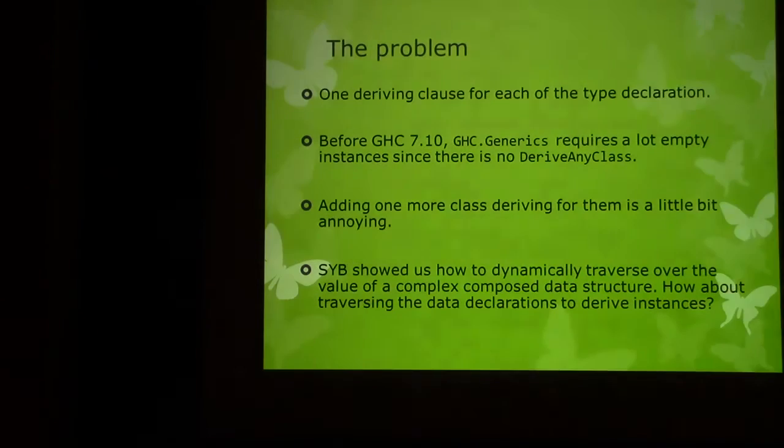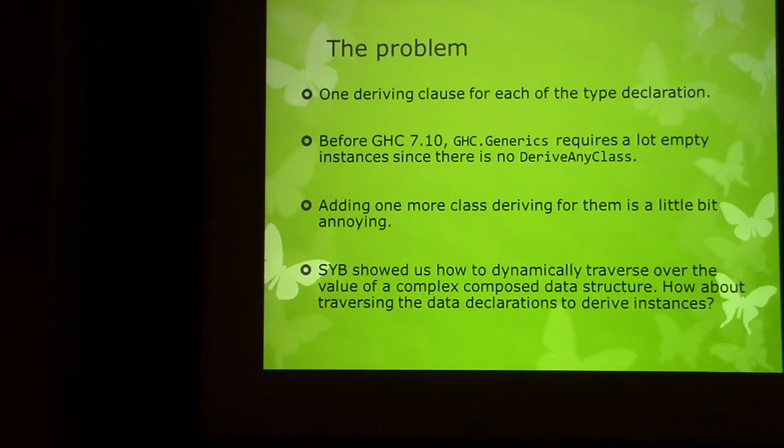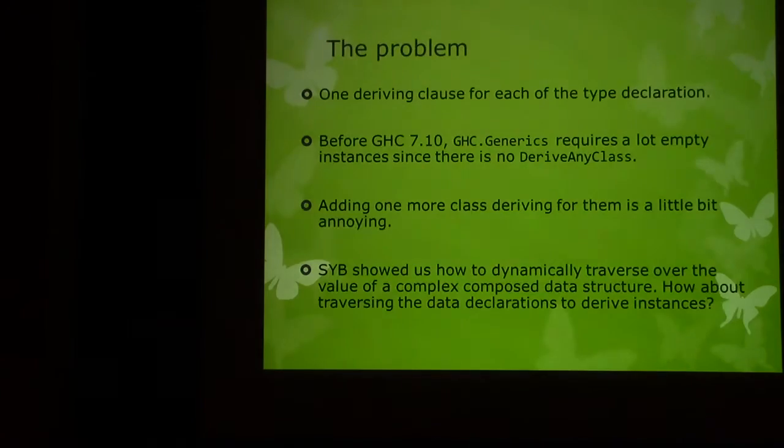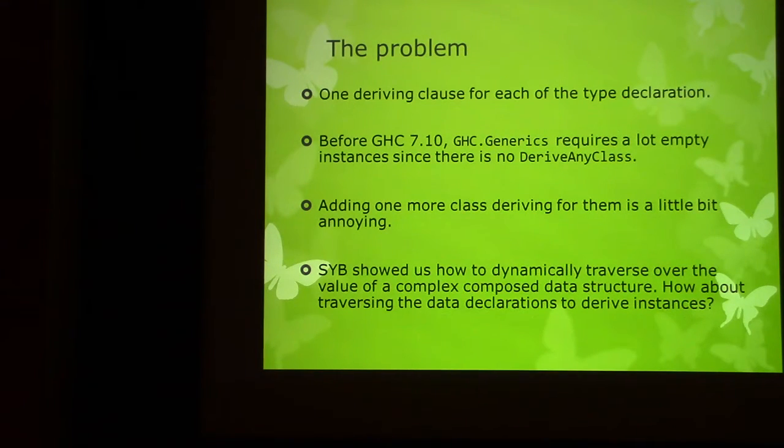The problem is that you have to write a deriving clause for each of the type declarations. For the example in the SYB paper it's fine, it's just 6. However, after that, I worked on a project with dozens of data declarations, and writing the deriving clauses is kind of annoying. And before GHC 7.10, I think Generic required a lot of empty instance declarations, and because we do not have the DeriveAnyClass language extension, adding one more class deriving is a little bit annoying.